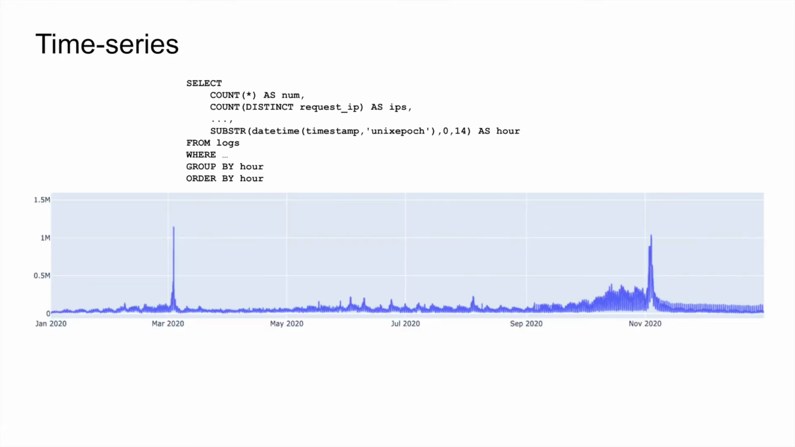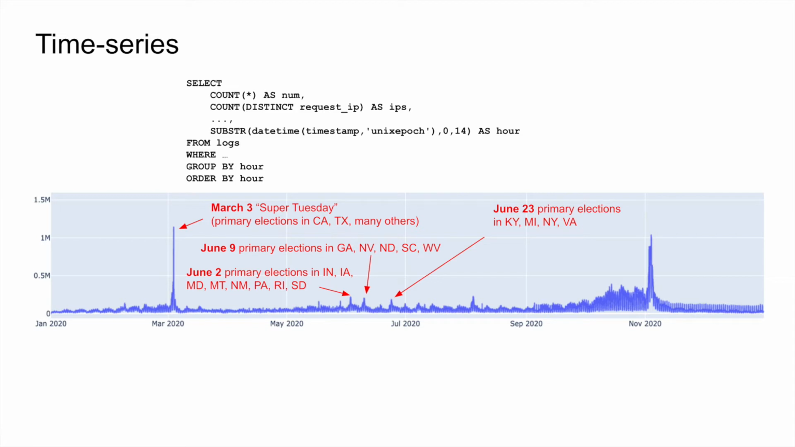In this example, we see non-bot traffic to Ballotpedia throughout 2020. You can see spikes on Super Tuesday and several other dates when various states held primary elections, as well as elevated traffic in October, leading up to the general election on November 3rd.